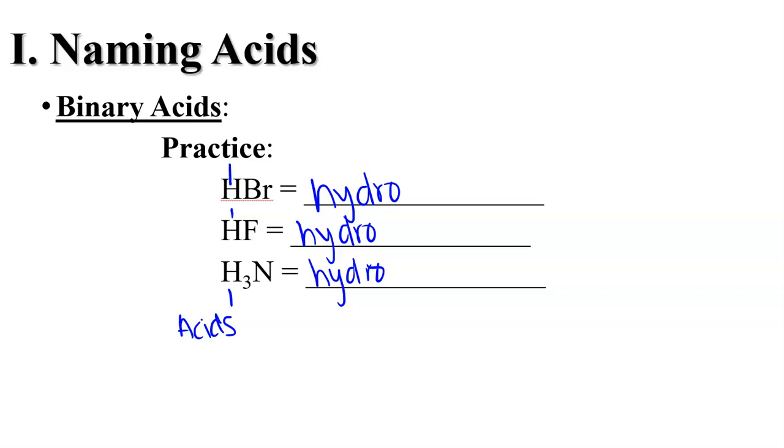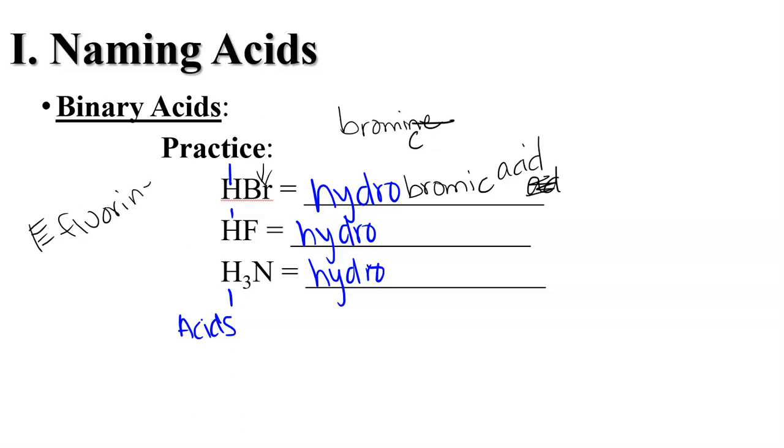All right, and then looking at Br. Br is bromine. But I'm going to get rid of the Ne, change it to C. So hydrobromic, and then add acid at the end. Not add, acid. All right, next one is F. F is fluorine. Take out the Ne, turn it into a C. So hydrofluoric acid. All right, and then N is nitrogen.